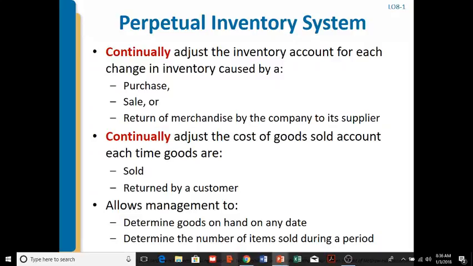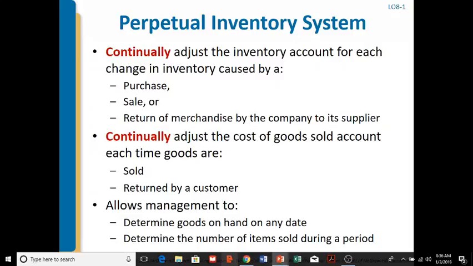I think there are a couple of reasons why. Electronics such as electronic cash registers, RFIDs, barcodes, things like that, make it much easier to track inventory for most companies. Anyway, the perpetual inventory system continually adjusts inventory for each change in inventory caused by a purchase, a sale, or a return of merchandise by the company to its suppliers.